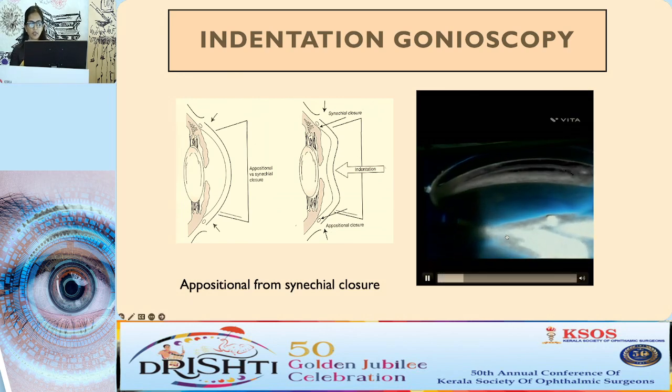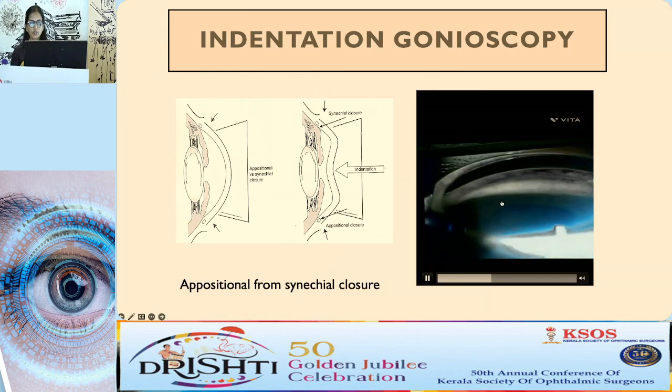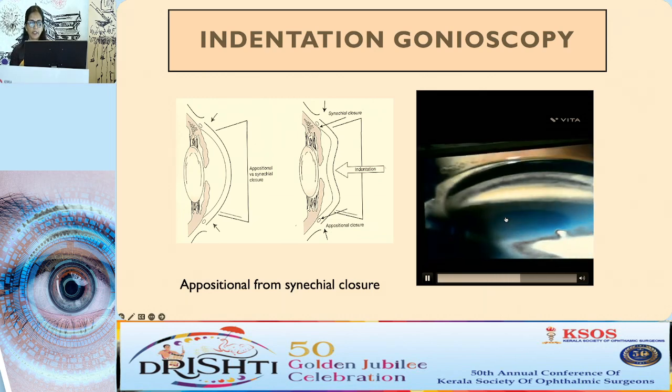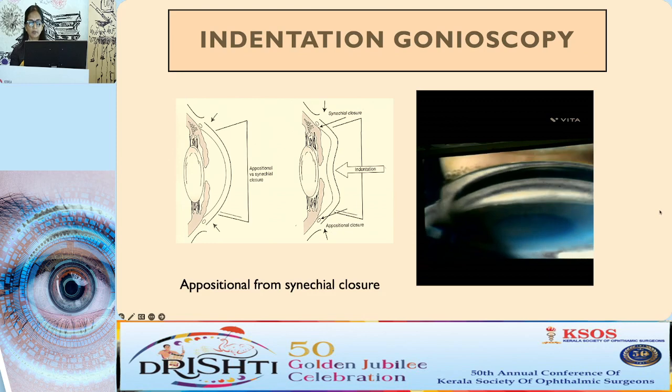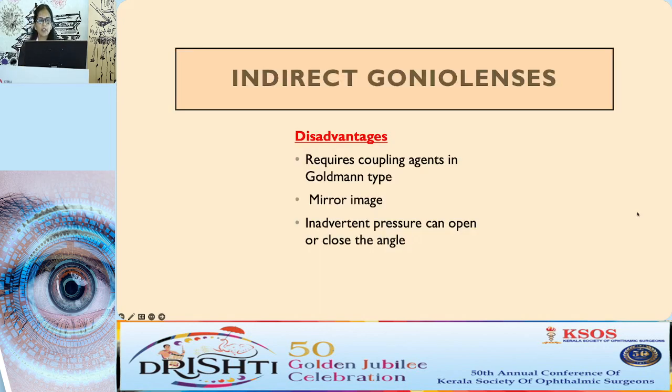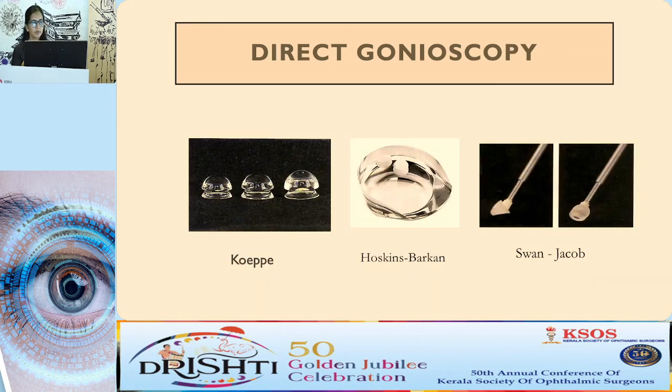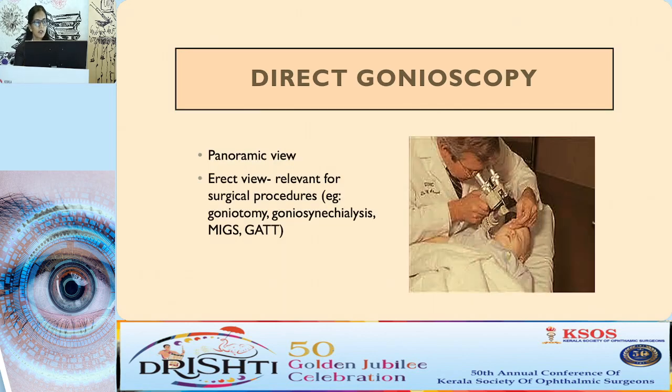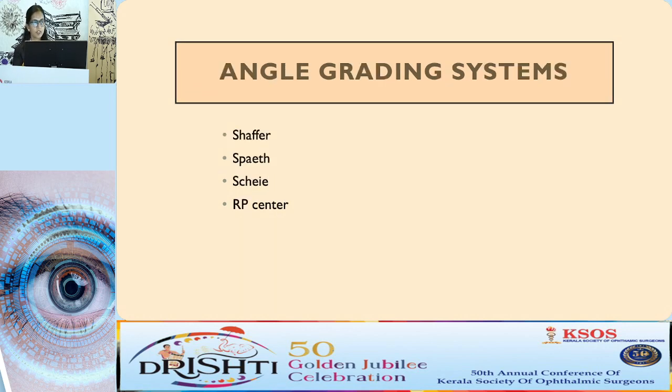This is the procedure of doing indentation. This is a closed angle. We can see after indentation, the angle is opening up. Coming to the disadvantages, these indirect lenses require a coupling medium. It has a mirror image, and inadvertent pressure can open or close the angle. These are the direct gonioscopy lenses. The advantages are we get an erect panoramic view which is relevant for surgical procedures.